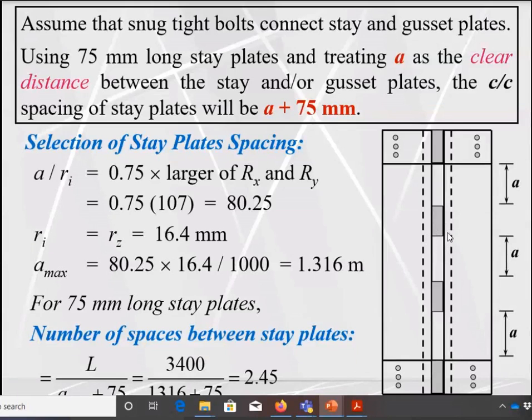If we are providing stay plates of 100 millimeters, the stay plate itself will be very heavy. So instead of providing stay plates, it would be more economical to connect both sections with a small steel bar or a small steel section in a certain pattern that we will discuss today.